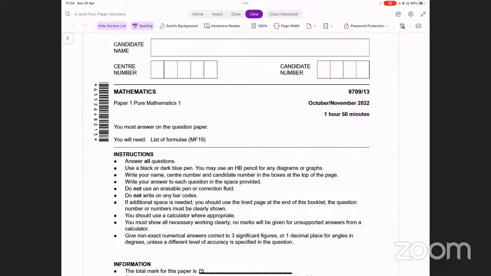So in this session, we are going to be doing November 2022, paper 1, variant 3. We have already covered all the papers from 2021, 2022, and 2023. Apart from the October-November session, we're done with the rest of them.